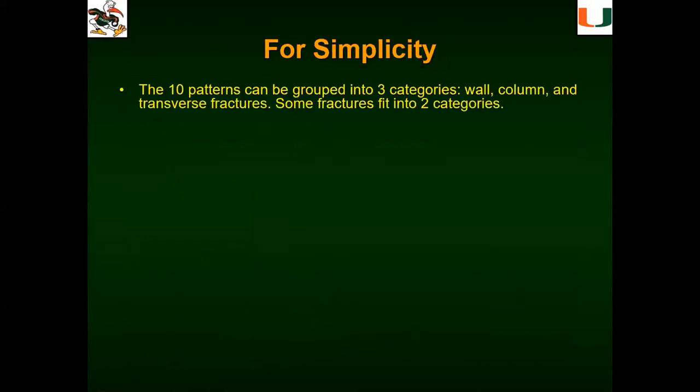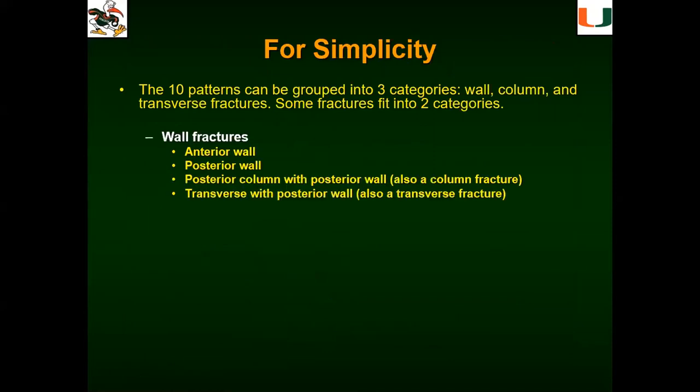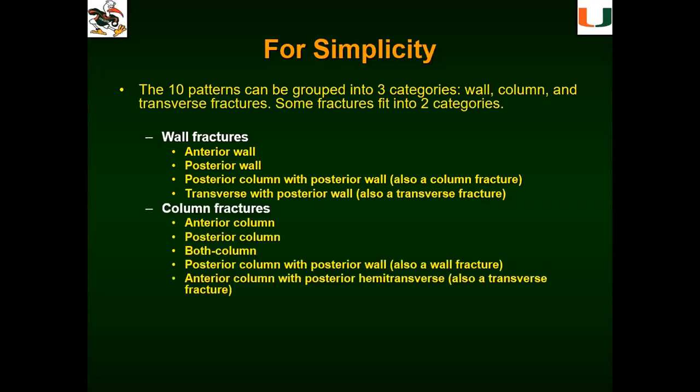But for simplicity, I tend to think of these fractures in 3 categories, whether they involve a wall, a column, or if we're dealing with a transverse fracture. So some fractures fit into 2 of these categories. So wall fractures are obviously going to be the anterior and posterior wall, the posterior column with posterior wall, and the transverse with posterior wall.